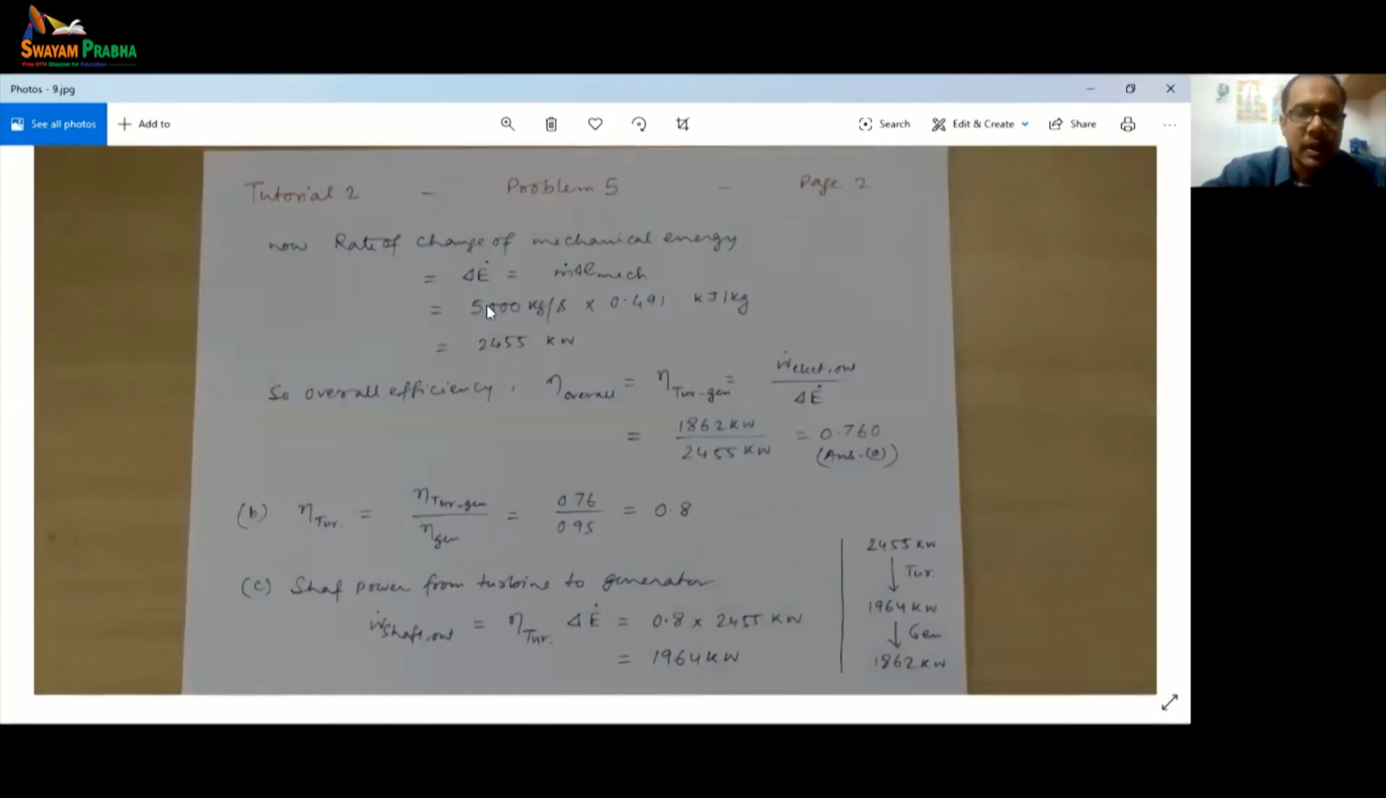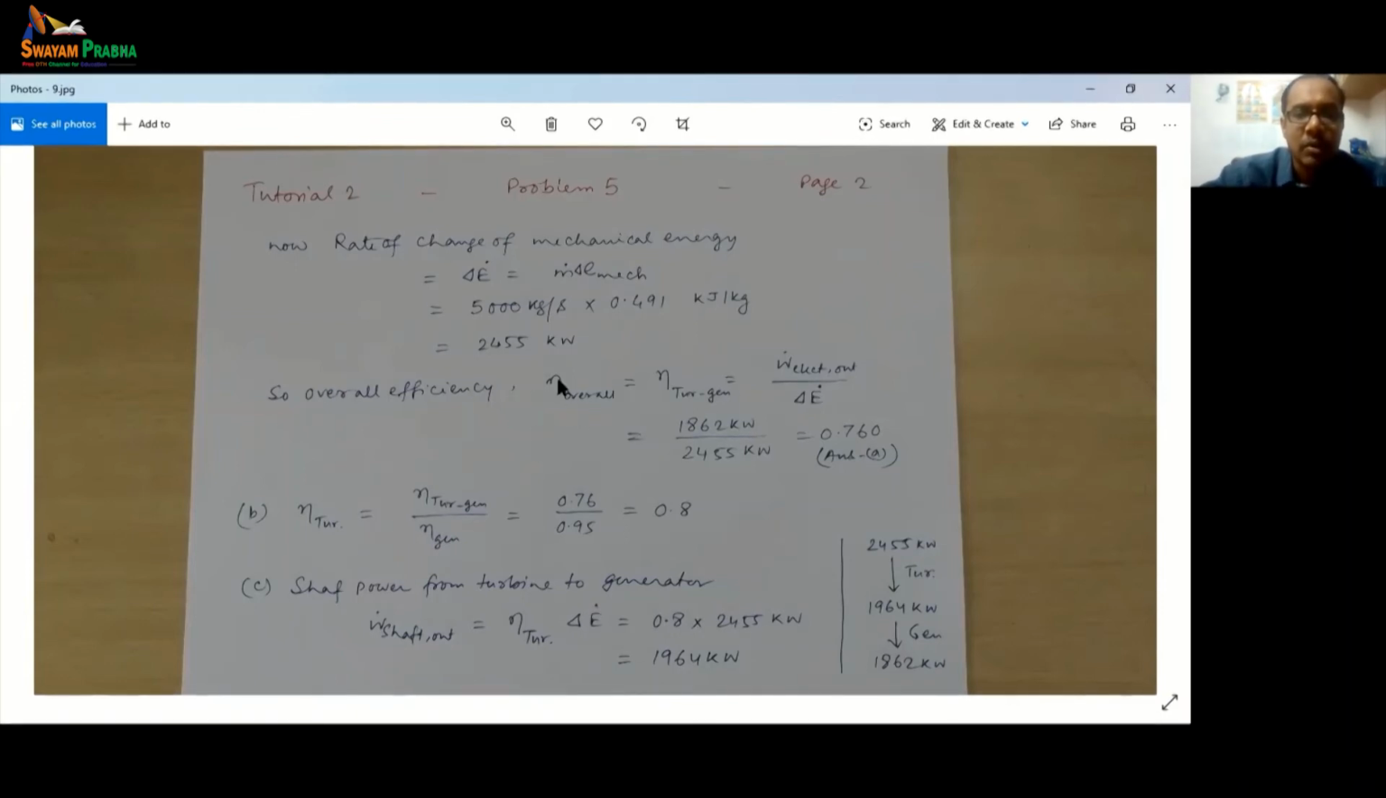So we now know per unit mass what this delta small e mechanical is, and we have to multiply it with the mass flow rate, which is again given as 5000 kg per second, to obtain the rate of change of mechanical energy, which is delta of capital E dot. So this 5000 kg per second is multiplied by 0.049, we have converted it to kilojoule, that's why it's 0.491 kilojoule per kg, and that gives us 2455 kilowatt. That's the mechanical energy available to the turbine.